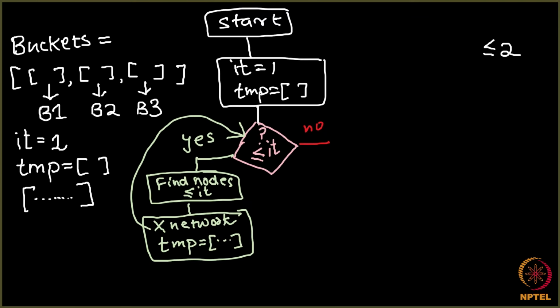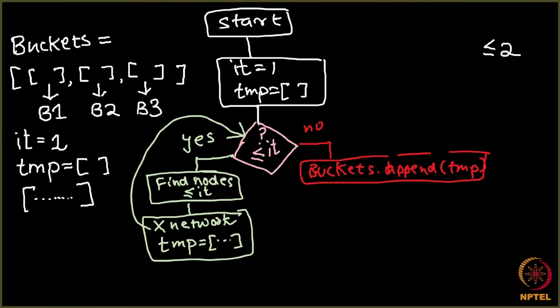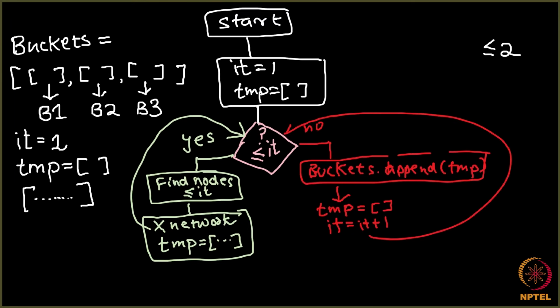So if the answer is no, what will you do? It says that your bucket is over. The bucket which you are currently filling is over. So at this point, if the answer is no, you append your TMP to your buckets. So buckets.append(TMP), that is, your current bucket is full. And what else do you do? Now we have to start filling a new bucket. So we set TMP back to empty, and since we have removed all the nodes having degree IT, now we have to start removing the nodes having degree IT plus 1. And after doing this, we go back to this place.